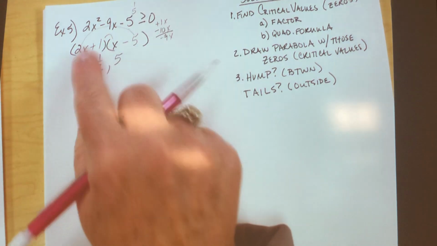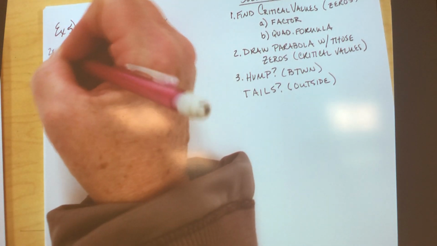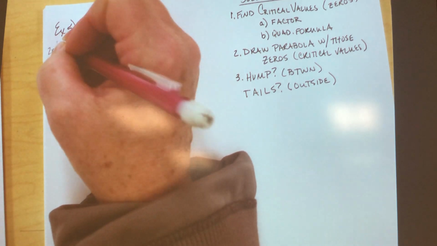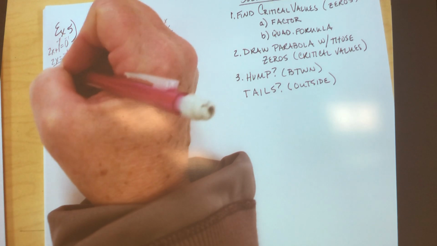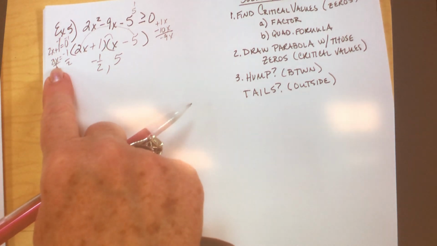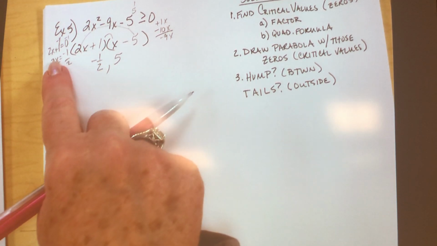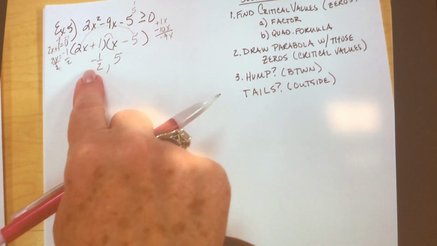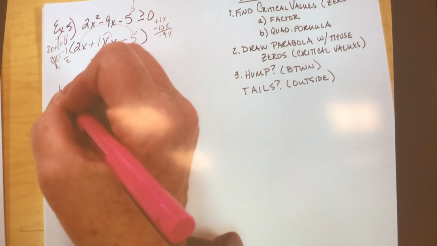If you still don't understand that, then this is what you need to do. 2x plus 1 equals 0. Subtract 1. 2x is negative 1. Divide by 2. There's my negative 1/2. Okay? Nothing wrong with this. After a while, you need to stop doing that, people, and just know. Because this takes up too much time. All right, so here's my critical values. All right, so let's do it the difficult way.